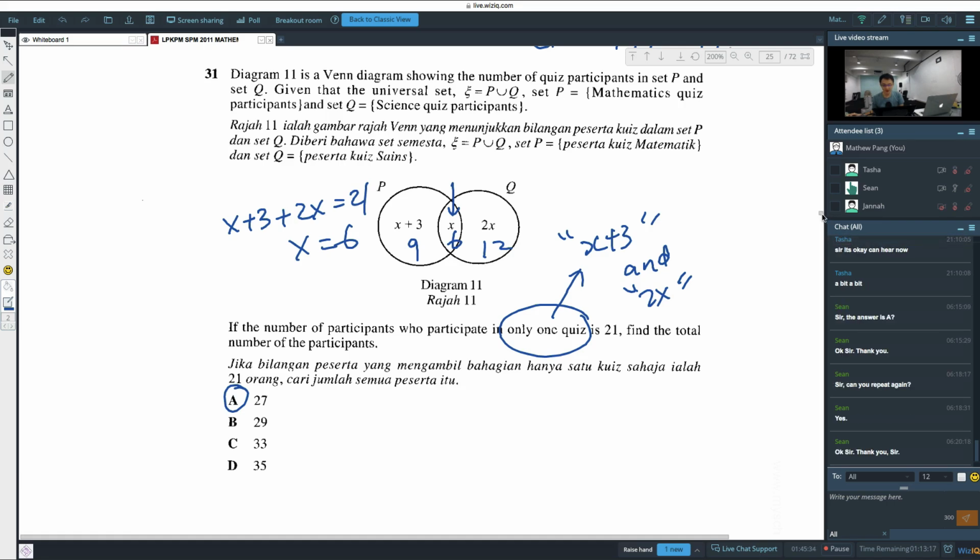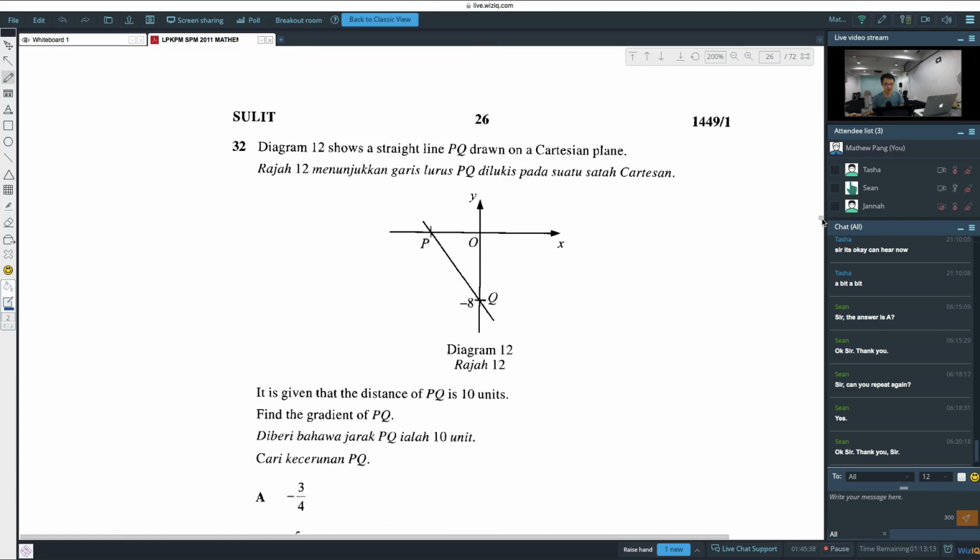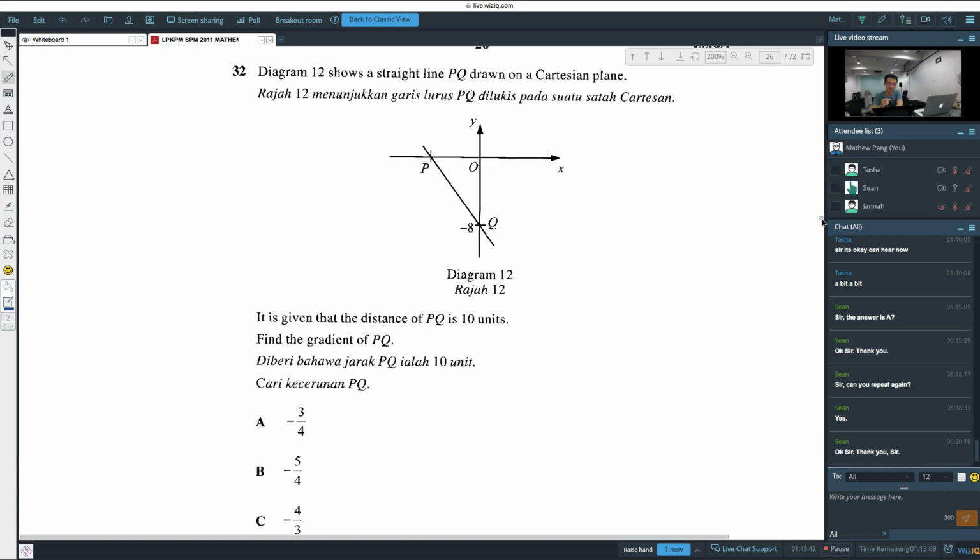Okay, let's move on to 32. This one is a straight line. It's given that the distance PQ is 10. If distance PQ is 10, we know the distance from O to Q is 8. So we know the distance from O to P is 6, because of Pythagoras 3, 4, 5. 3 becomes 6, 4 becomes 8, 5 becomes 10.